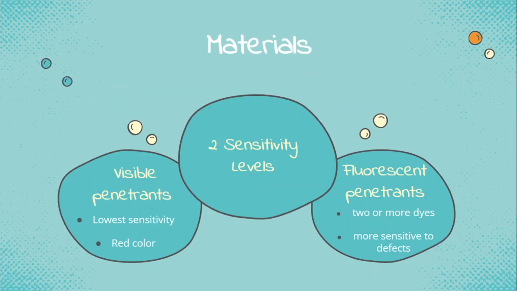Next is the materials. Penetrants are classified into two sensitivity levels. The first is visible penetrants, and the second one is the fluorescent penetrants. Visible penetrants represent the lowest sensitivity. It is red in color. Next is the fluorescent penetrants. It consists of two or more dyes and is more sensitive to defects. It is more sensitive to defects because the dye, when exposed to ultraviolet radiation or the black light, emits a yellow-green light.